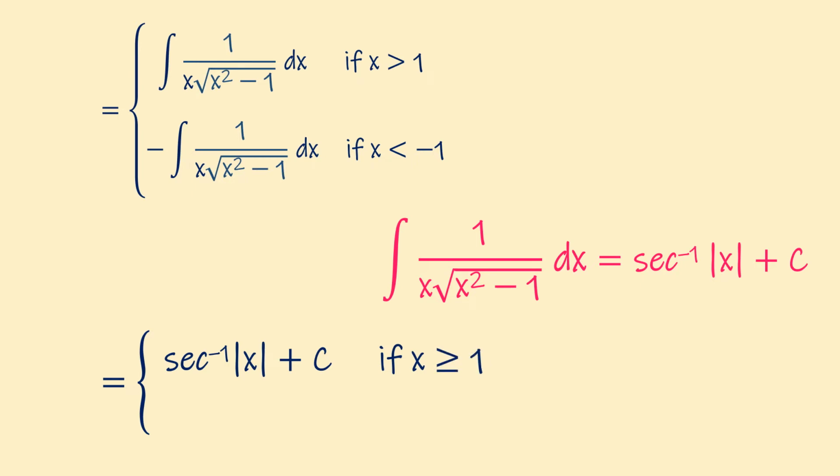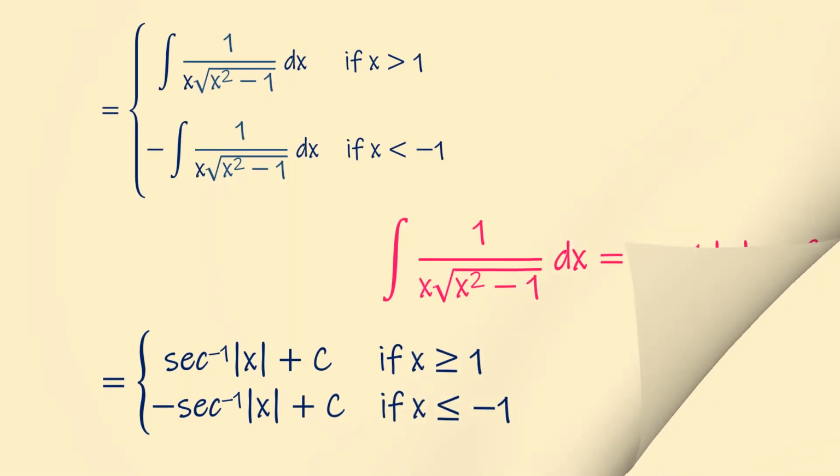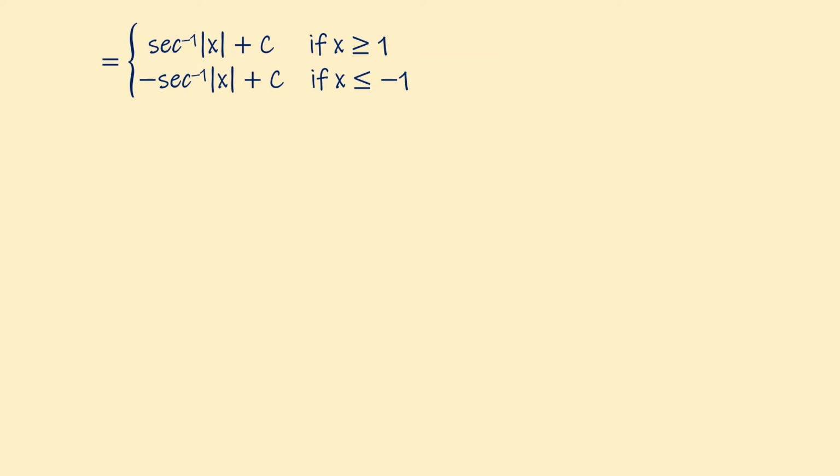The second case is equal to the negative inverse secant of the absolute value of x plus c if x is less than or equal to negative 1. Note that the inverse secant function is defined at x equals 1 and x equals negative 1. Hence these numbers are included in the domain of the indefinite integral. Notice that the two cases differ mainly by their signs.